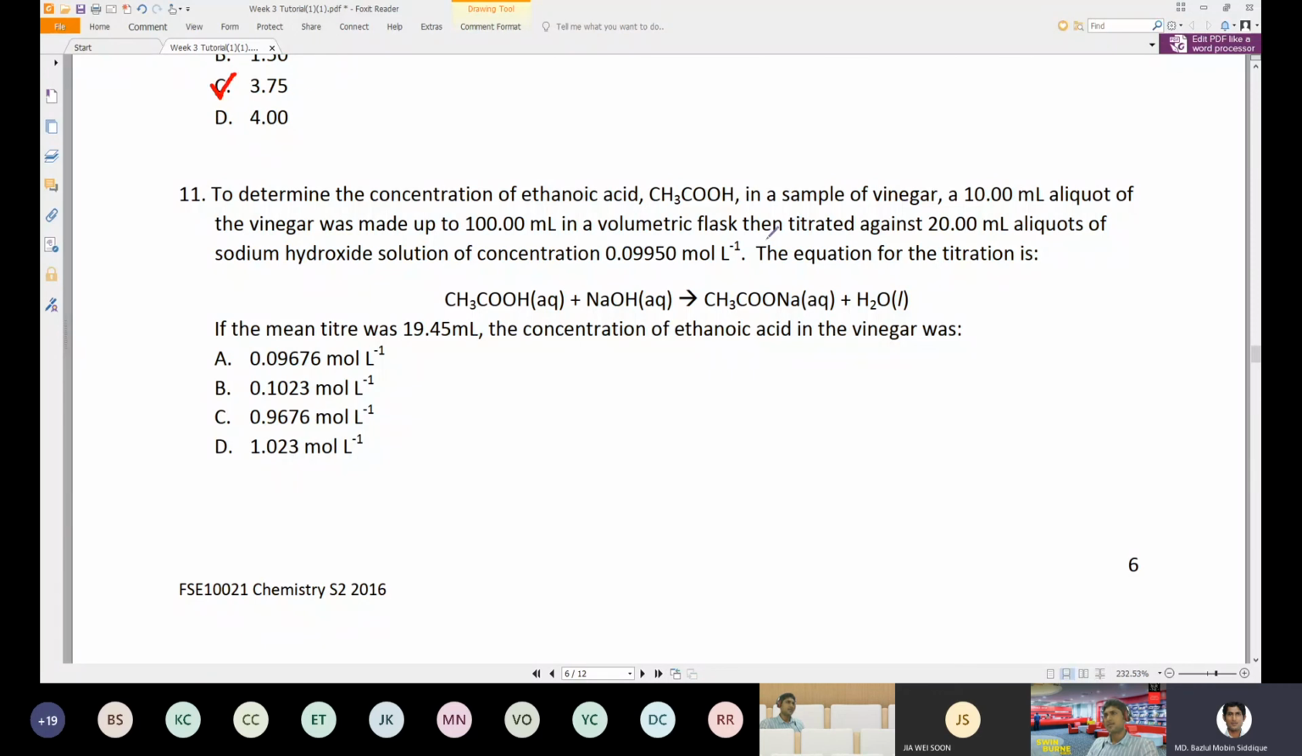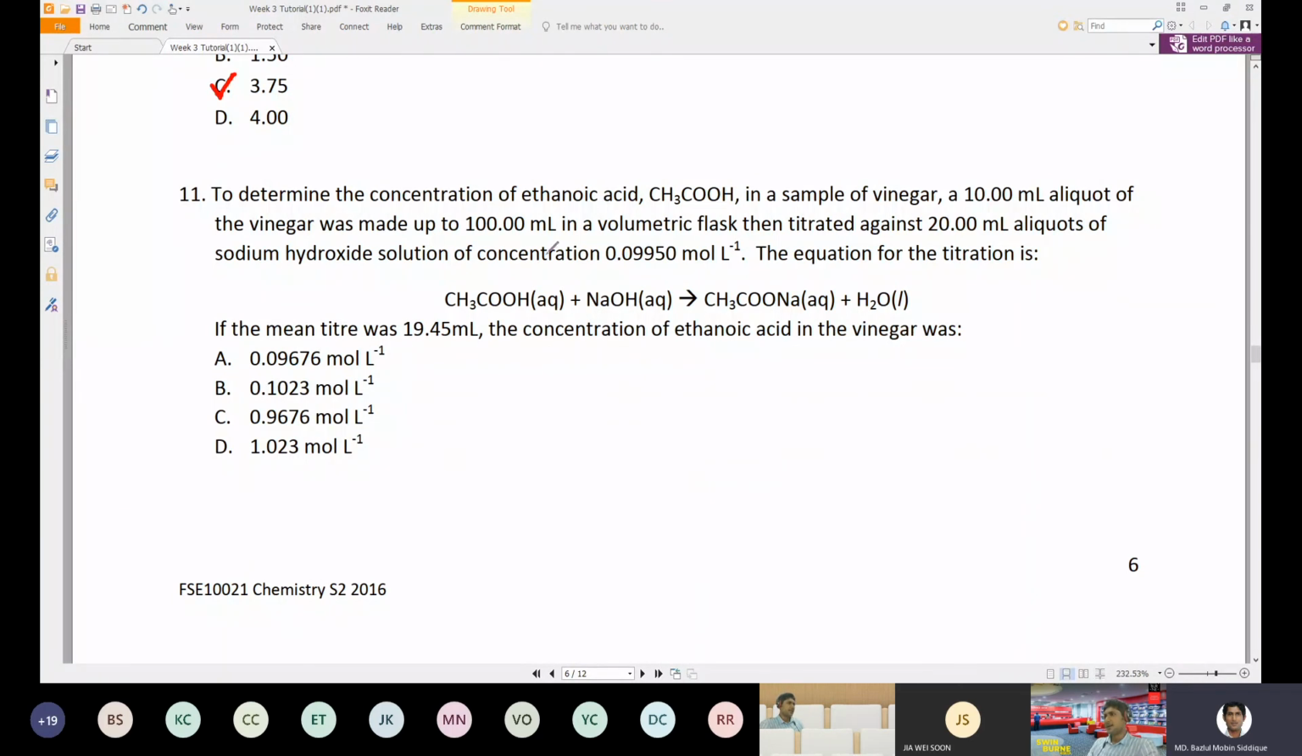Answer C. Okay. Question 11. To determine the concentration of ethanoic acid in a sample of vinegar, a 10 milliliter aliquot of the vinegar was made up to 100 milliliter in the volumetric flask, then titrated against 20 milliliter aliquots of the sodium hydroxide solution of concentration 0.099 molar. The equation goes in that way. The concentration of ethanoic acid in the vinegar was, what is the concentration? That means what is the mole per liter?